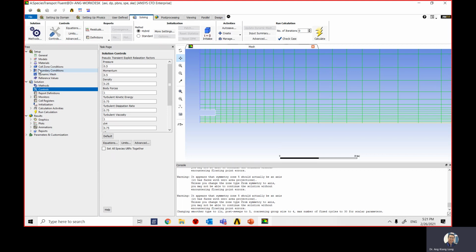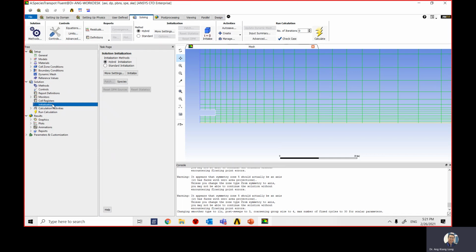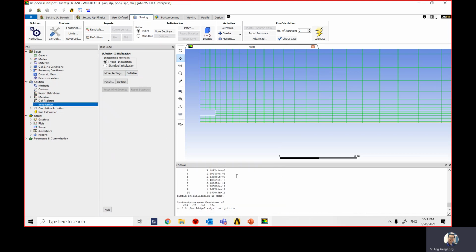Then we will initialize the field variables that we just set up. Because just now we set up the boundary conditions, the velocity, the temperature, so we need to use all these parameters to set our calculation. So you go to initialization. There's a hybrid initialization. We need to initialize the hybrid. Once you click this one, something will happen in the console. Click initialize. It will tell you that hybrid initialization is done, which is okay. And you'll see that the max fraction for your species is coming out here.